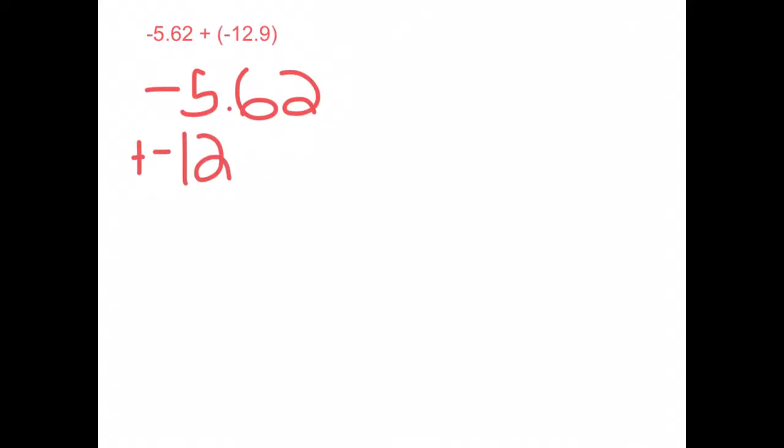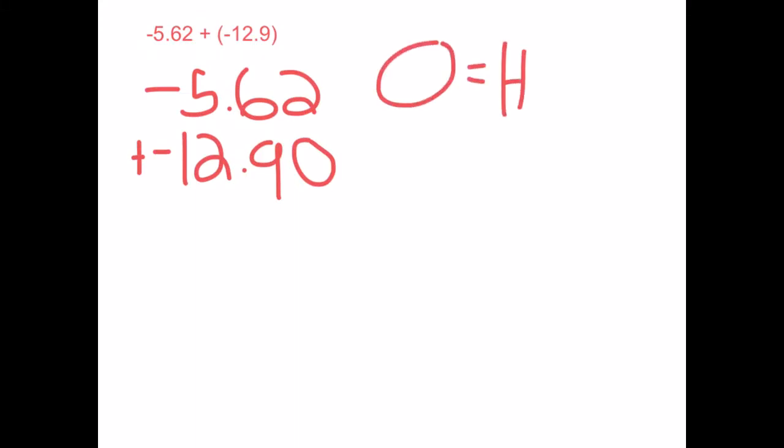Okay, so for the first addition problem, the first thing you have to do is line it up vertically, like so. Negative 5.62 plus negative 12.9. Put your 0 as a placeholder. See? 0 equals placeholder. Okay? Then you add.